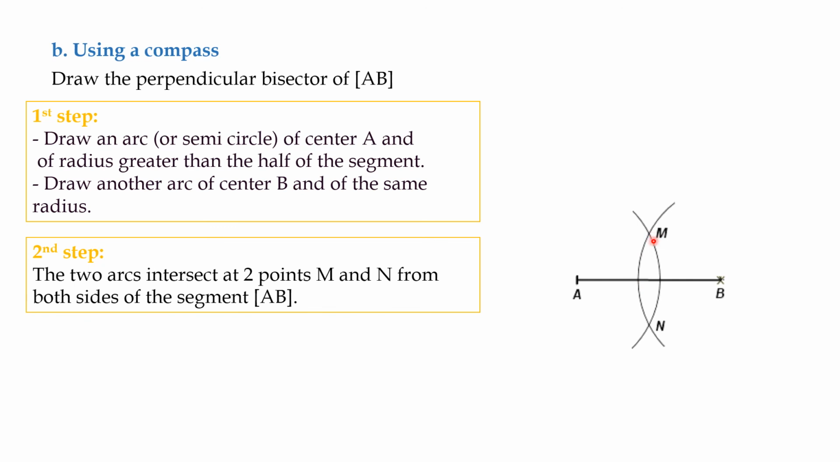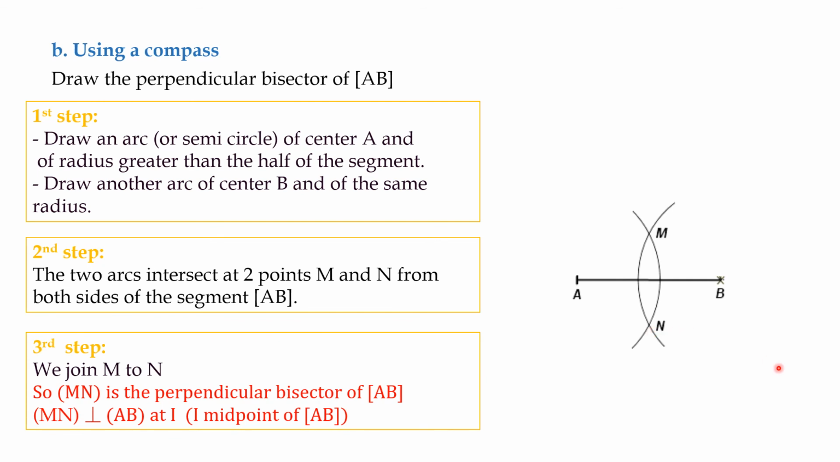These two arcs intersect at 2 points. Here I call them M and N. Then I join together these points M and N so that MN now is the perpendicular bisector of AB. As I told you before, the perpendicular bisector is perpendicular to the segment AB passing through its midpoint I. And keep in your mind that every point on the perpendicular bisector, since I drew the perpendicular bisector, I can say that M is equidistant from both extremities A and B. So I can prove that MA equals MB and NA equals NB.